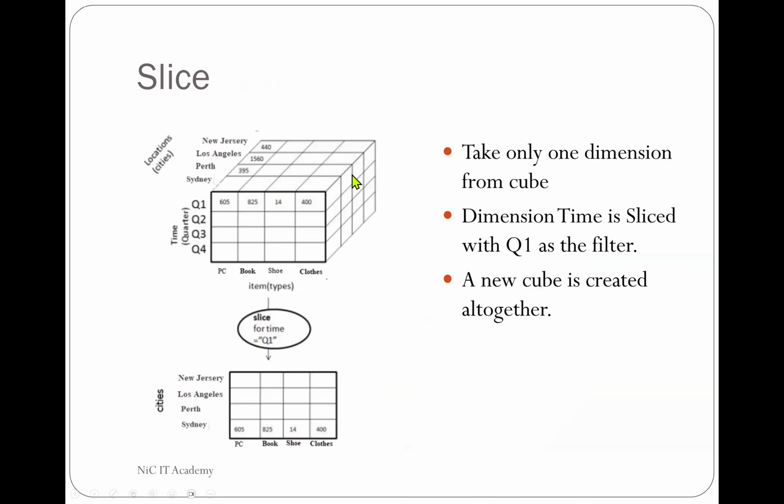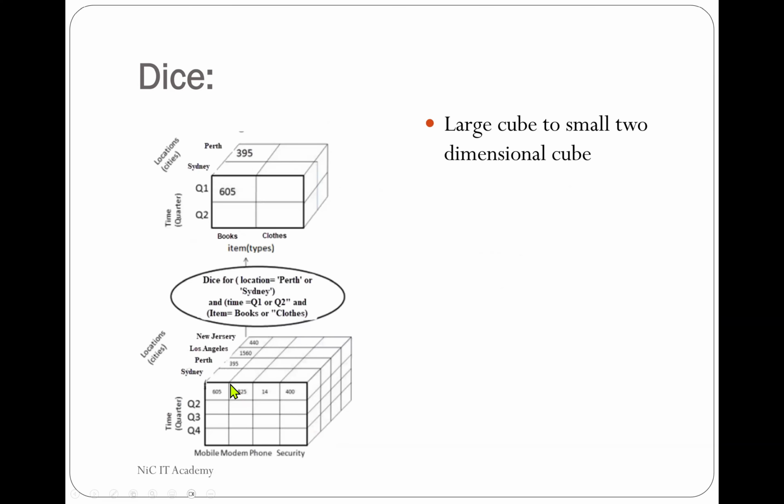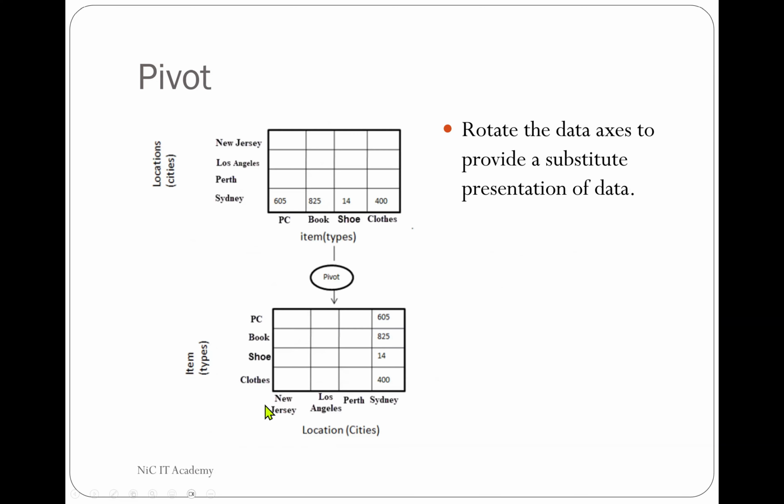Slice and dice means, we have the cube. From the cube, we are taking one slice. That's it, one dimension, city-wise and category-wise. We are not going with any time dimension here. We are just taking one slice. Dice means from the entire cube, we are taking only one simple cube. That's it. One location, Q1, Q2 alone. So this is a simple dice from a large cube to a small two-dimensional cube. And pivot means rotating, like a transpose. So these are the different operations we will have in our data warehousing environment.